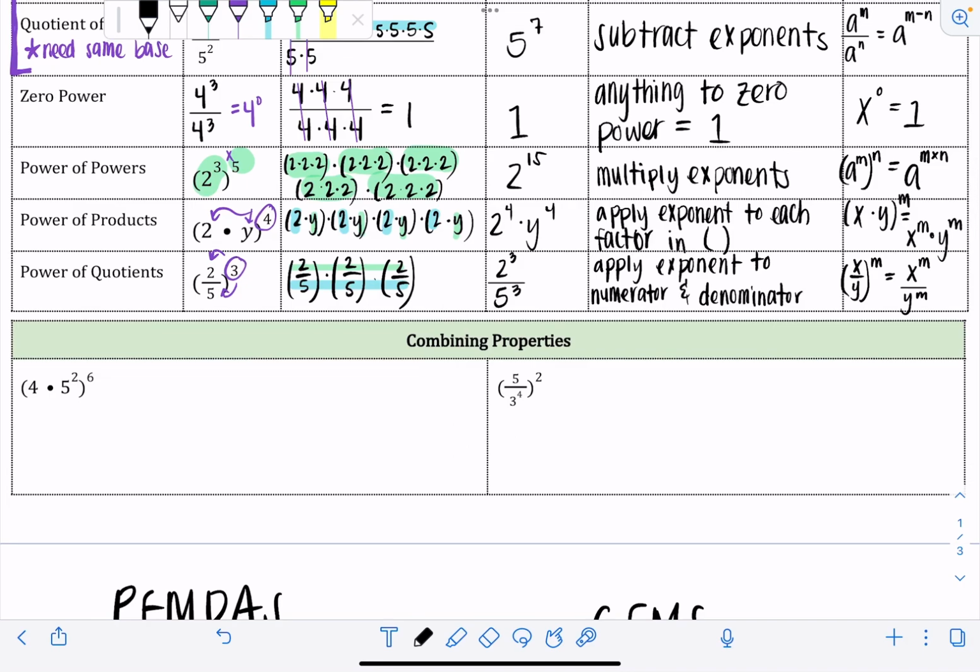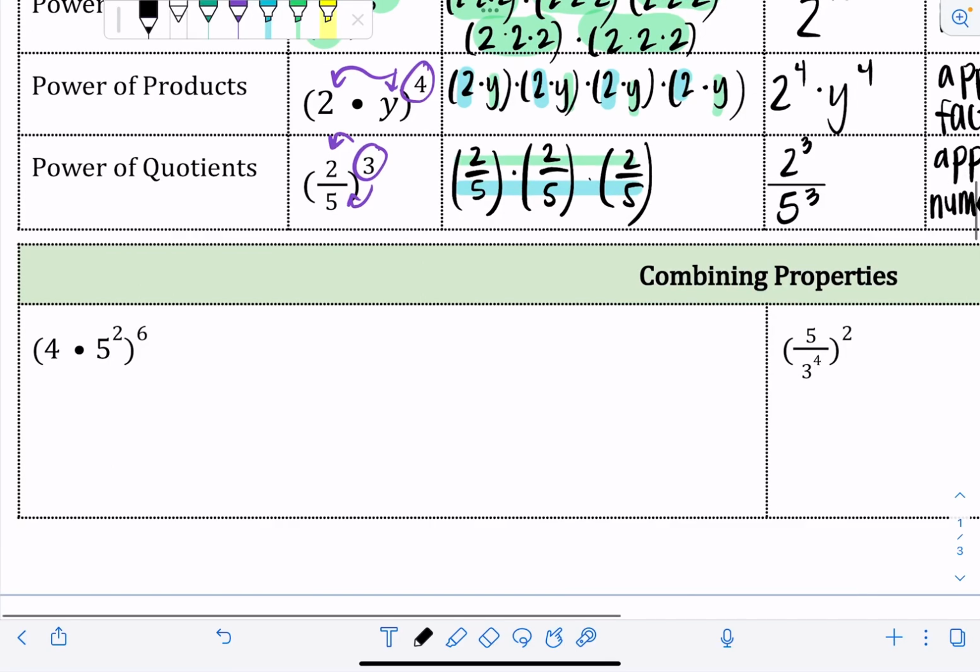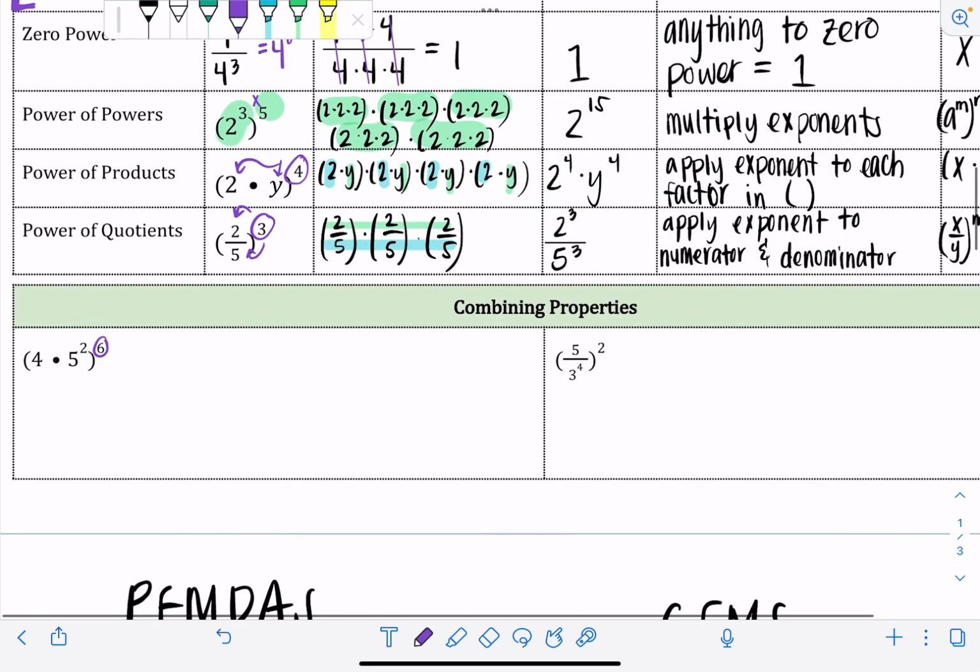So for the first example, I'm going to zoom way in. So I have 4 times 5 squared raised to the 6th power. So inside the parentheses here, I can't multiply the 4 and the 5 because they don't have the same base. So first I'm going to have to try to figure out what to do with this 6th power. So for that one, I'm going to use the power of products property. And you don't need to have the names memorized. You just basically need to know what they do.